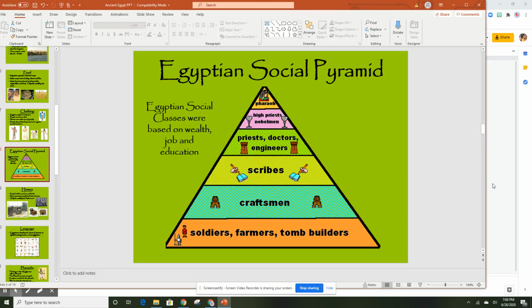Social pyramid. Every early civilization started to specialize in their jobs, and early people started to become in different classes depending on their education and their wealth and where they were born.